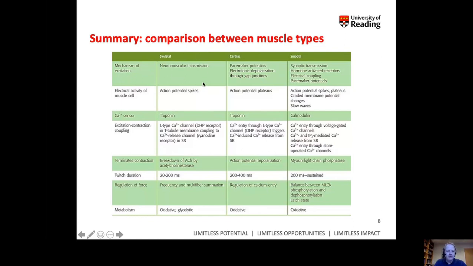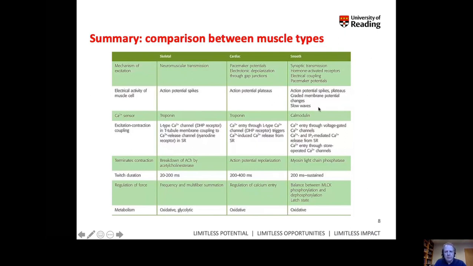Obviously, in the skeletal muscle, we've got our neuromuscular junction, we've got release of acetylcholine. Cardiac, it's the one system where we have extensive use of gap junctions. Again, let's look back at that 4th screencast if you want to see how the gap junctions work. The action potentials come in spikes. Here they're wider, they've got a plateau because of the L-type calcium channels.